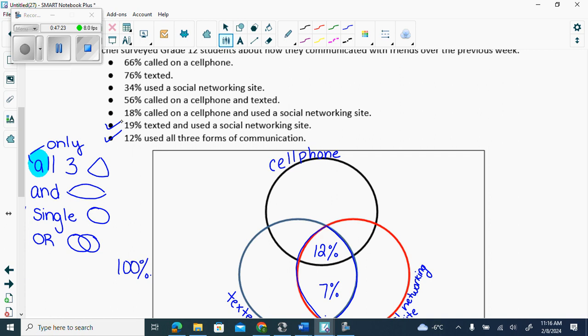Now we have 18 called on a cell phone and used a social networking site. Does it say only? No, so it's the eyeball. Called on a cell phone and used social networking site is this new eyeball right here. And I need to have how many? 18. So how many do I still need in this little space? 6.